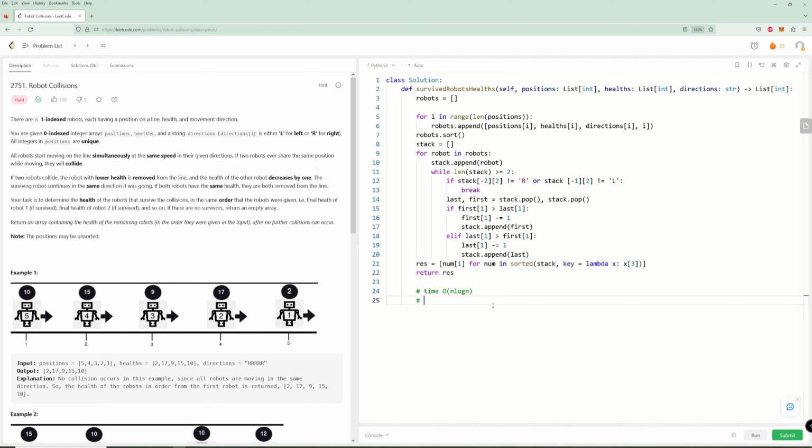And then for the space, for this robot, we did actually store all of these things, which would be like 4 times n or something, right? Because we have these 4 things, but because this is a constant, we can just get rid of that. The stack will be at most n length, so that's not going to cost us anything. The result we usually don't count because it's the result. So this is just an O of n solution for space and n log n for time. And yeah, that's going to be it for this problem.